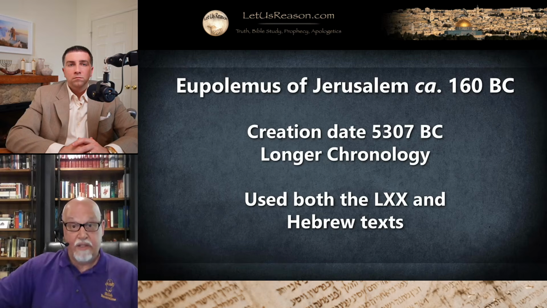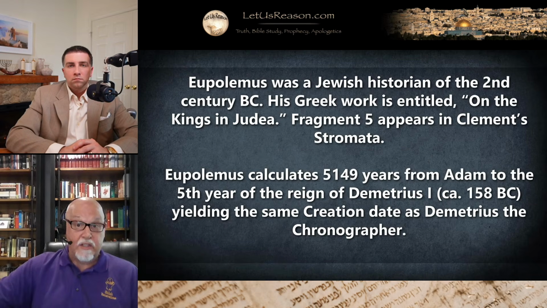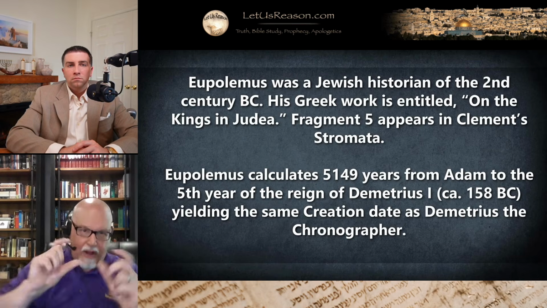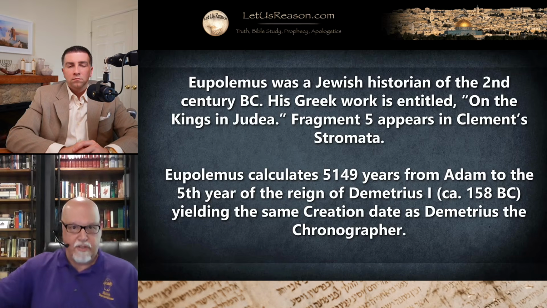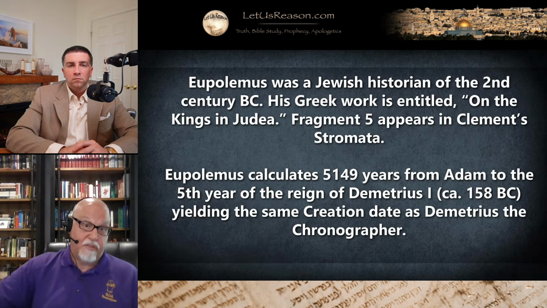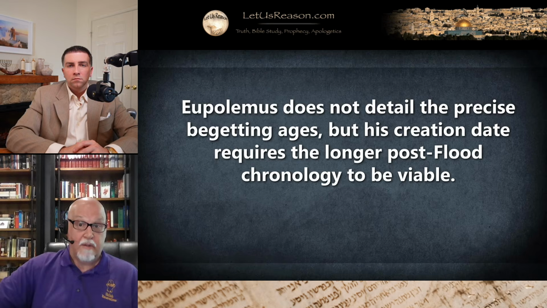So another fascinating witness. He's a Greek historian. He calculates 5,149 years from Adam to the 5th year of the reign of Demetrius I. So his calculations are slightly different than Josephus, a little bit shorter of a time frame, but not short enough for the Masoretic Text, to be sure. You'll find minor disagreements amongst these chronologists about certain interpretations, but the point is, you can't fit the Masoretic chronology with a Ptolemist either. And his creation date actually matches Demetrius, the chronographer, who we're going to talk about now.